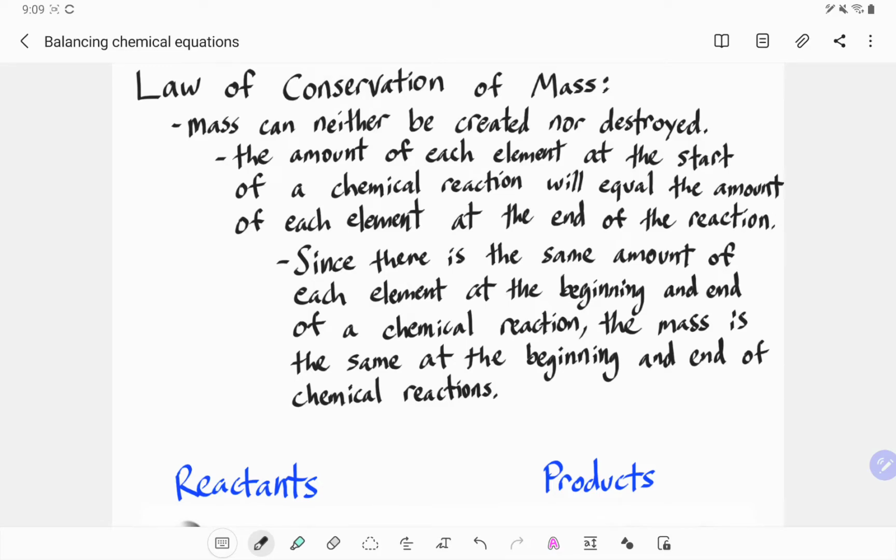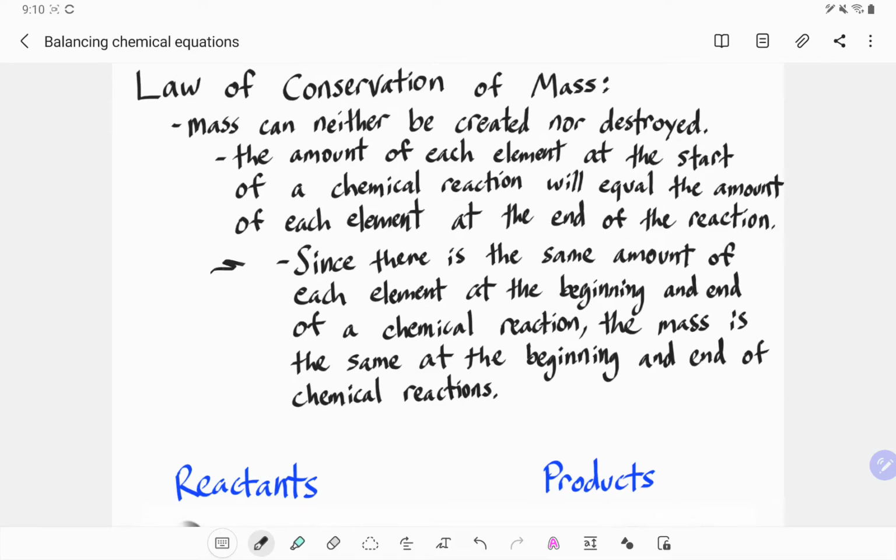And not only is the mass the same, but specifically the amount of each element at the start of the chemical reaction will equal the amount of each element at the end of the reaction. So not only do we have the same mass, but we also have the same elements. We'll see an example in a minute, but you'll make sure that you have not only the same mass, but the same elements and the same amount of each element.